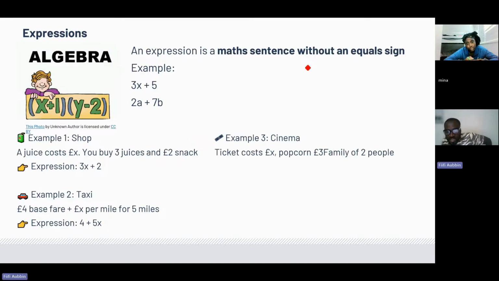Good. Then let's look at a cinema example. A ticket costs X pounds, popcorn is £3, for a family of 2 people. So how do you write an expression for this?